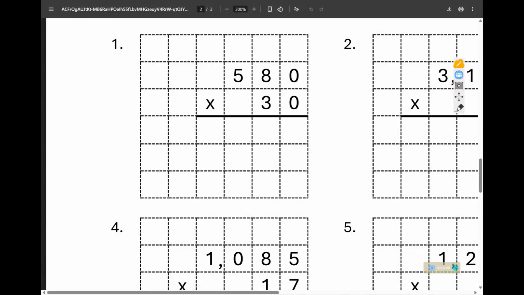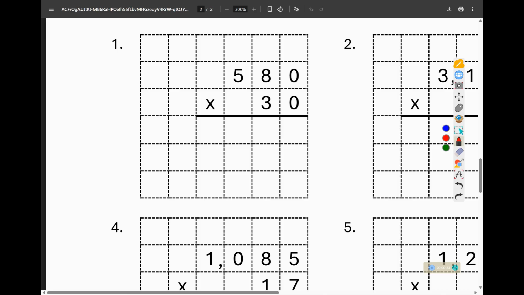Okay, this is your lesson 4 fluency and skills practice for multiplication of multi-digit numbers. I'm going to work 5 of these, so pay very close attention and let's figure out how to do this.